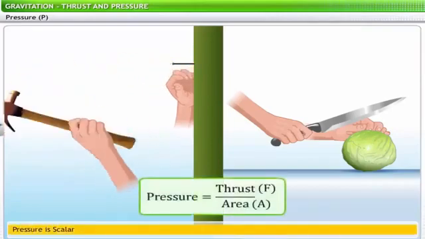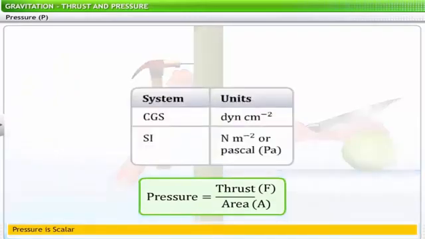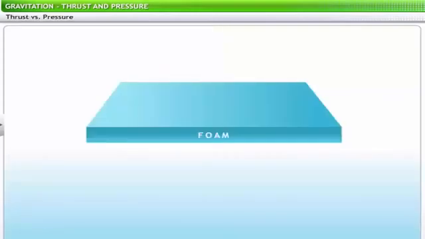Pressure is scalar and is measured in dyne per centimeter square in the CGS system, or Newton per meter square or Pascal, denoted by Pa, in the SI system. Another example will help illustrate further the distinction between thrust and pressure exerted by a body.